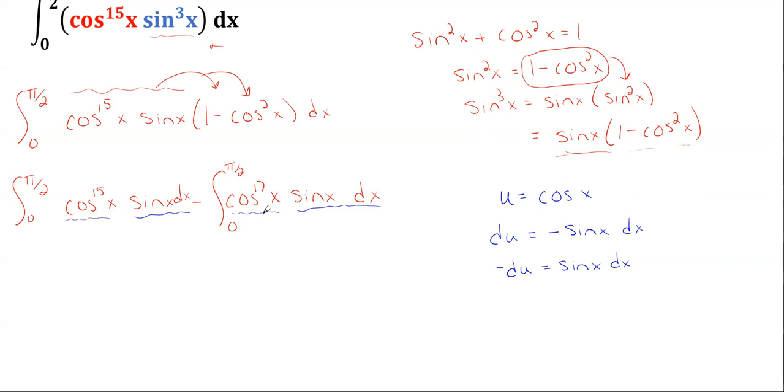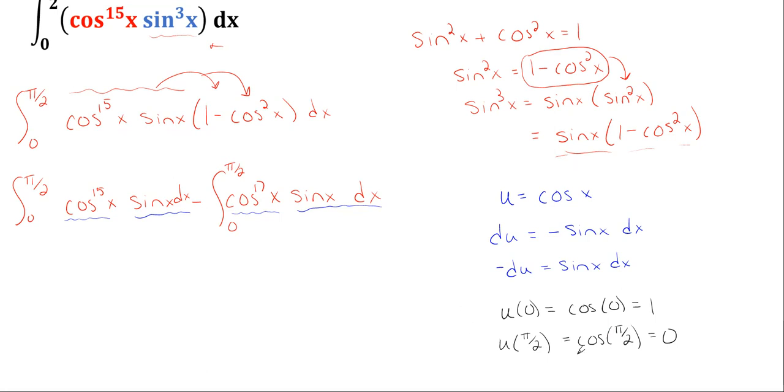But before I actually plug in u and du, because I have limits of 0 to pi over 2 and I'm using substitution, I have to adjust to new limits. And this is a part that a lot of people forget about: you have to also adjust your limits. So u at 0 will be equal to cosine of 0, and that's just equal to 1. And then the upper limit, u of pi over 2, is equal to cosine of pi over 2, which is equal to 0.